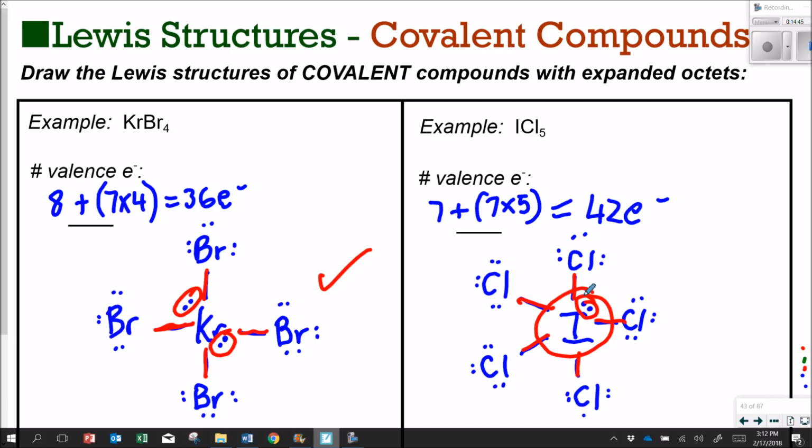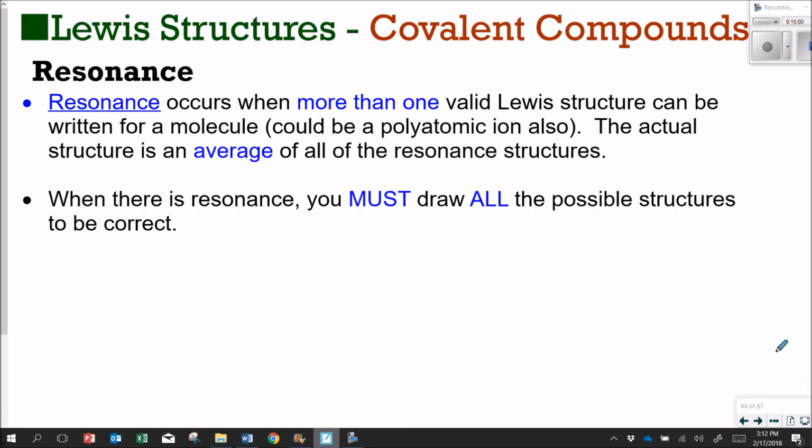It has 5 bonded pairs and 1 lone pair of electrons. And this is the final structure for iodine pentachloride. Now let's talk about resonance.